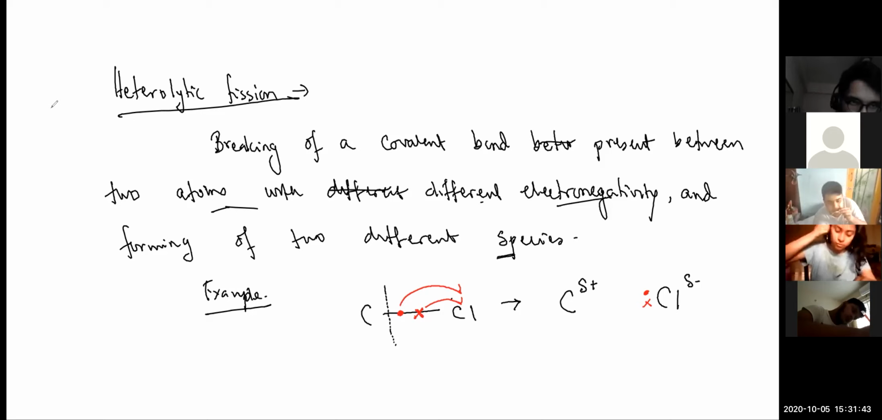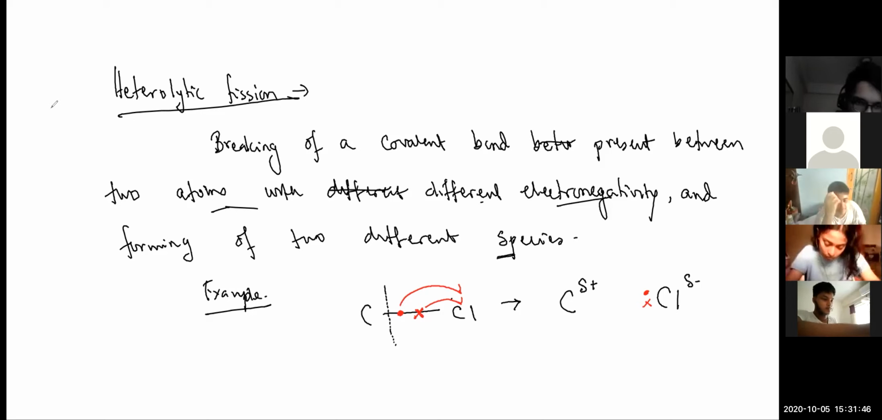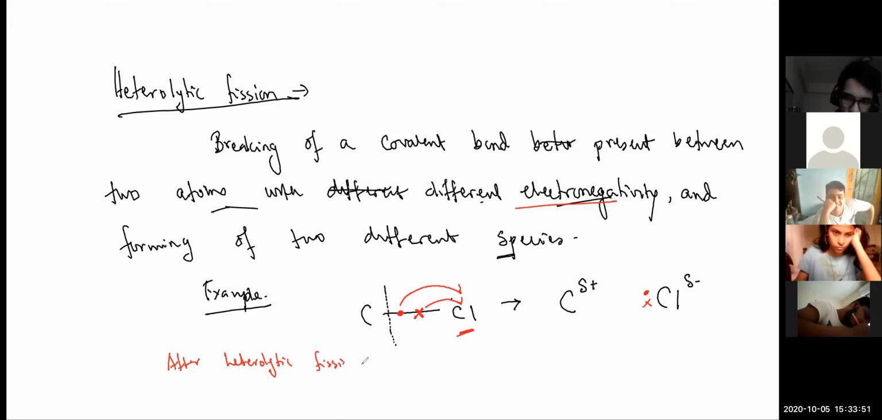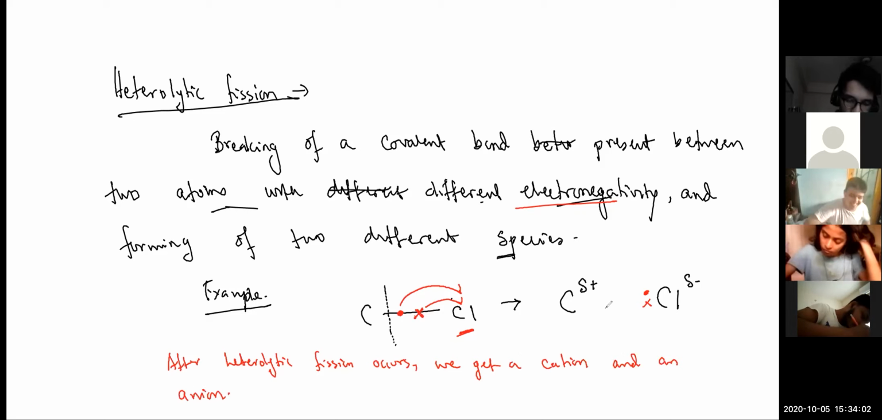Sir, why does the carbon electron go to the fluorine? Because fluorine has higher electronegativity. So after heterolytic fission occurs, we get a cation and an anion.